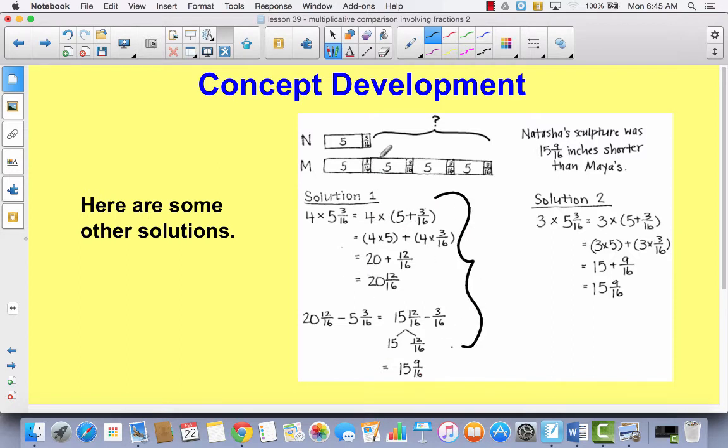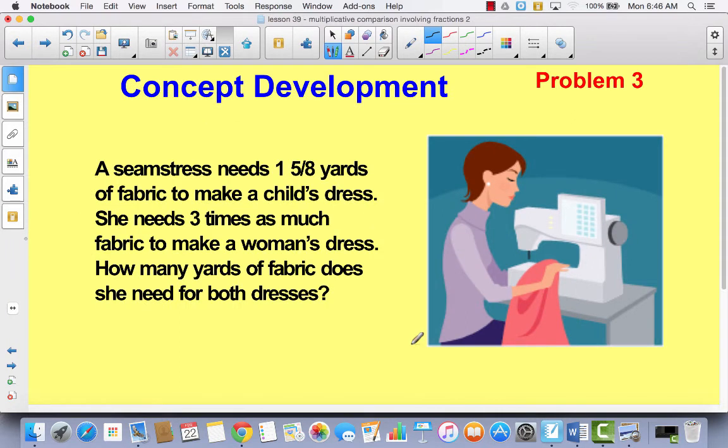This is that solution where I told you that you could figure out the total of Maya's sculpture and then subtract this one. And here is the strategy that we used. They just said, hey, this is 3, 5, and 3/16, just like we did, and got the exact same answer. Okay, I feel like this way was much more efficient. This would have worked too, but it would have taken a little bit longer because it has a few extra steps. All right, let's take a look at problem 3.